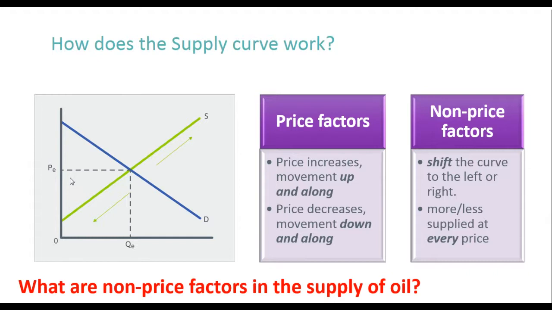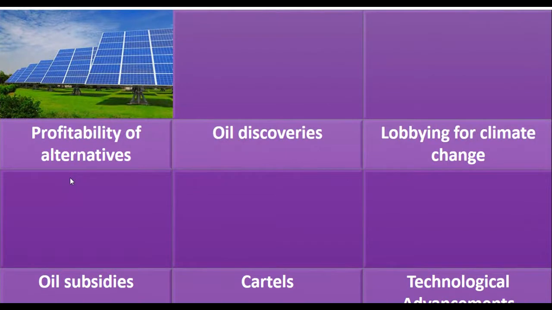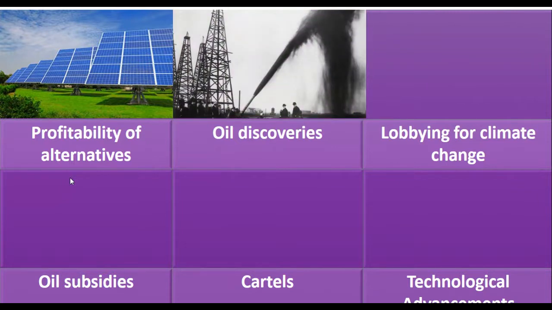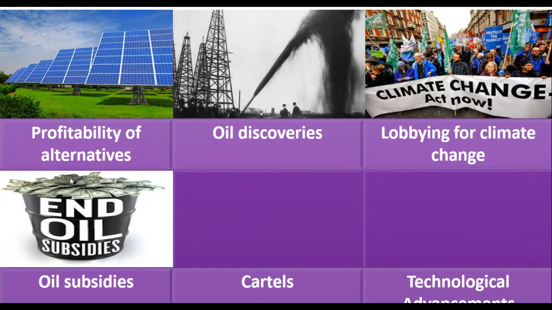So what are these non-price factors relating to the supply of oil? Well, clearly, profitability of alternatives will impact the suppliers. If the price of solar or wind or nuclear becomes higher than oil, then they may switch. Clearly, oil discoveries will impact the supply of oil. Climate change activists and lobbyists for climate change may impact the behavior of firms in supply as well, as we saw earlier with demand. Government subsidies, if they are introduced or removed, can increase or decrease the amount that will be supplied.